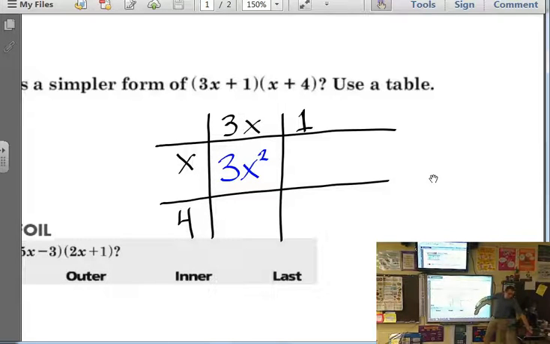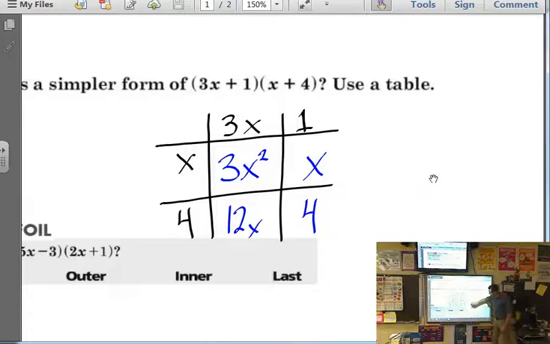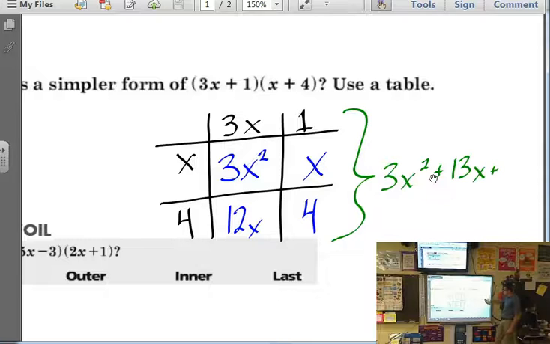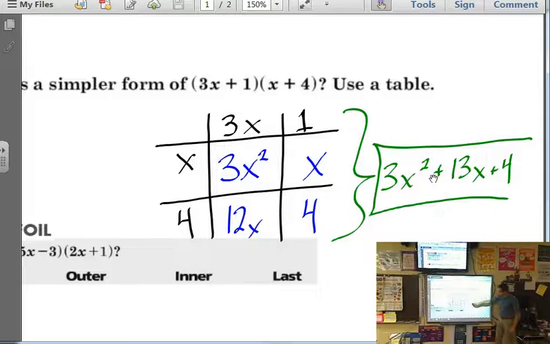Ethan, you can probably walk me through the rest of this, right? Yeah. What do you get? x, 12x, 4. And when you clean it all up and combine, 3x squared plus 13x plus 4. Any questions?